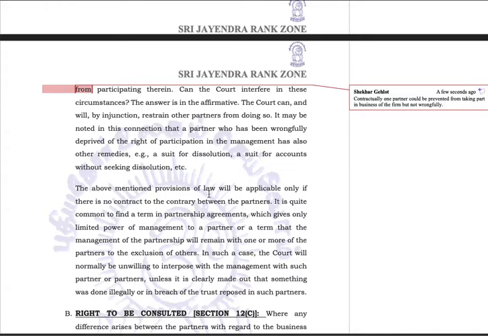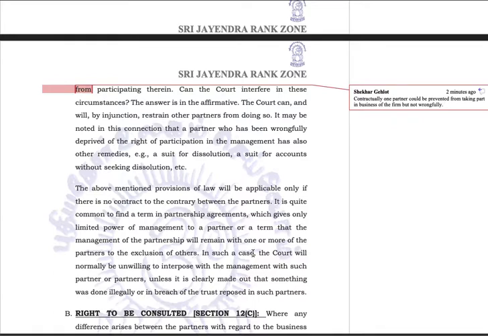The above mentioned provisions of law will be applicable only if there is no contract to the contrary between the partners. It is quite common to find a term in partnership agreements which gives only limited powers of management to a partner, or a term that the management of the partnership will remain with one or more of the partners to the exclusion of others. We usually call them managing partners. Usually, contracts are such that XYZ will be managing partner and he will do this and that, like in the case of KT Kamath, we discussed the brief facts.